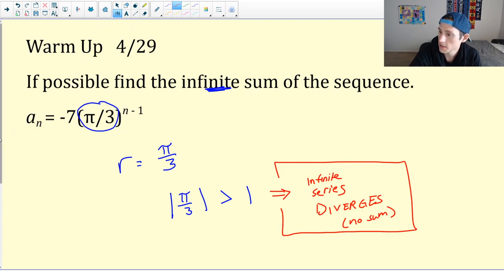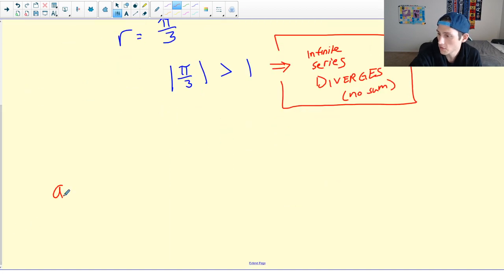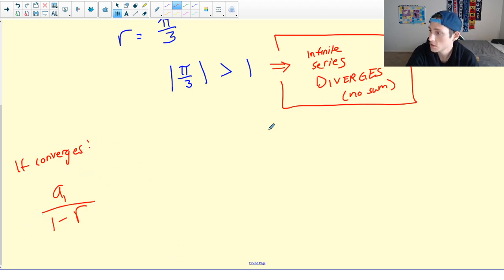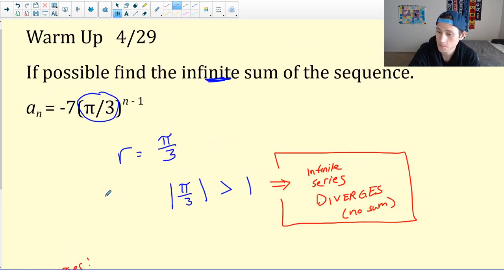If we had got something that was less than 1, then we would use our formula of A1 over 1 minus R. That's if it converges. Okay, but it doesn't, so we couldn't use this formula. Instead, we just have to say it diverges, and that's that. We're done there. Right, there is no sum.